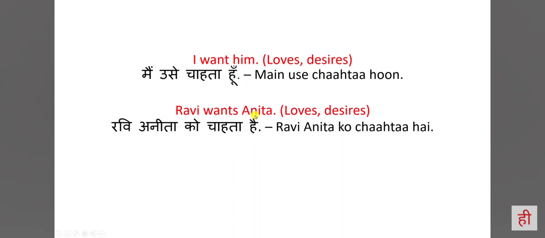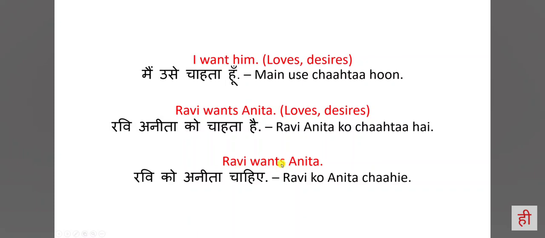Ravi wants Anita. रवि अनीता को चाहता है. And this says that Ravi loves Anita or Ravi desires Anita. Okay? We don't normally translate Ravi wants Anita like this.